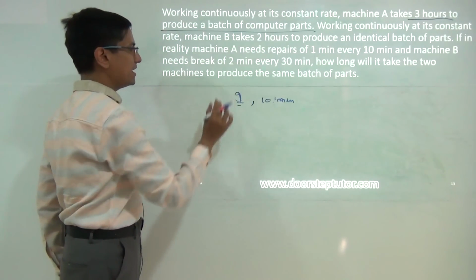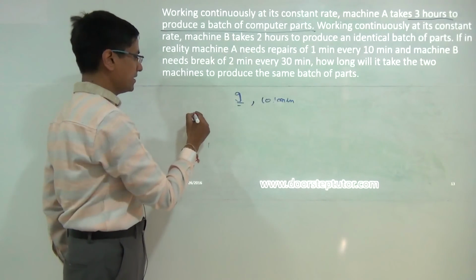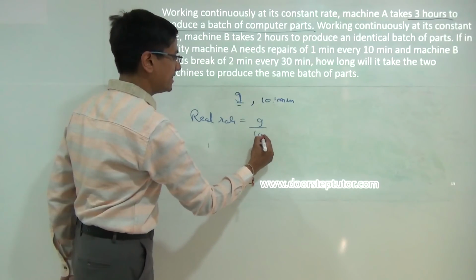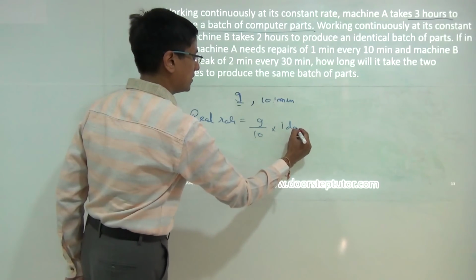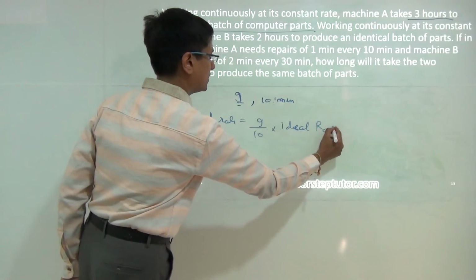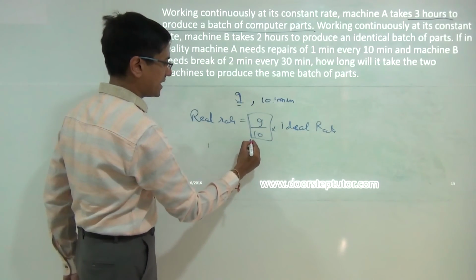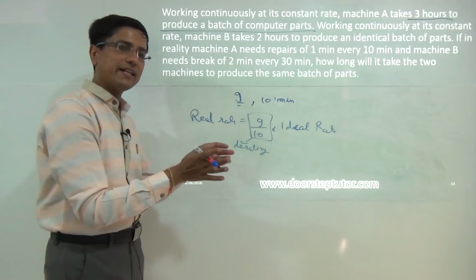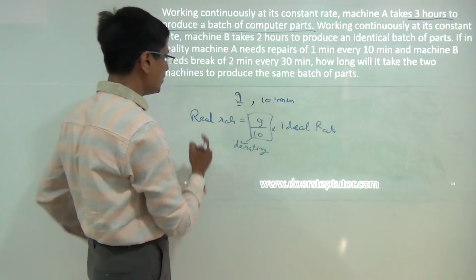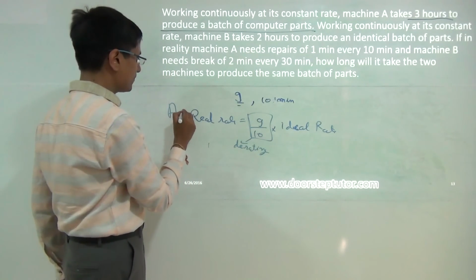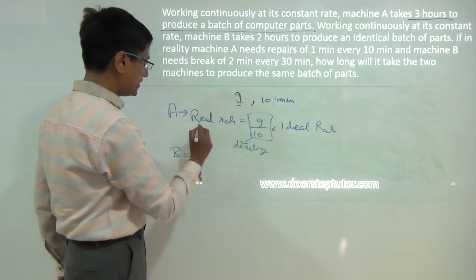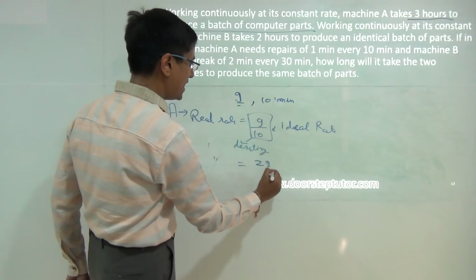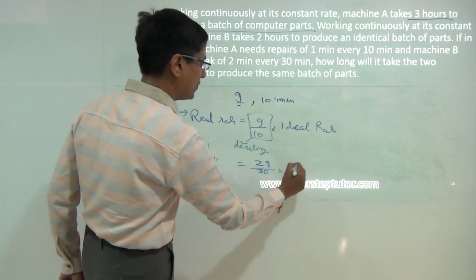Therefore, my real rate is only 9/10 of my ideal rate, and this is known as derating. So my real work is actually happening at a slower pace than ideal work. Similarly, this is for A. For B, the same thing we can write: the real rate is equal to 28/30 of the ideal rate.